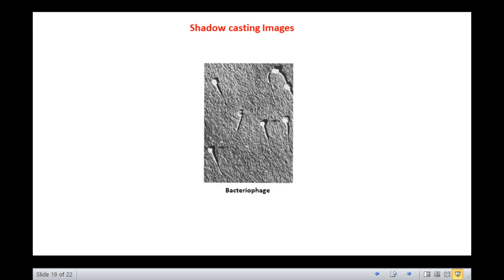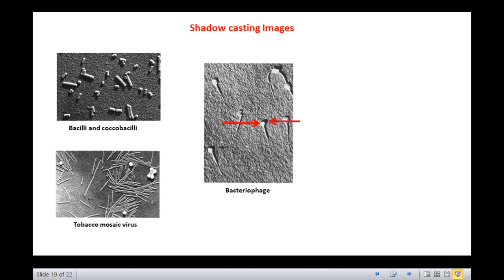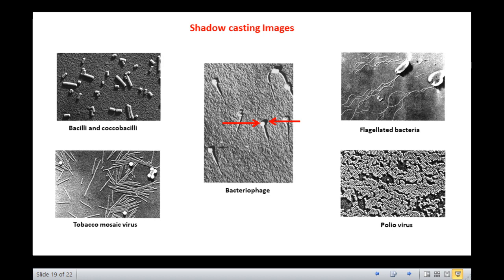This image is that of a bacteriophage. As I said before, the areas with stain show dark while areas with no stain appear bright. This picture is of bacilli and coccobacilli and this is of the tobacco mosaic virus. The picture here shows shadow casted poliovirus particles. Not only does this technique show the virus particles, but it also provides some information on the surface structure of the bacteria like that of flagella. See this picture of a flagellated bacteria. The flagella can be seen very distinctly.